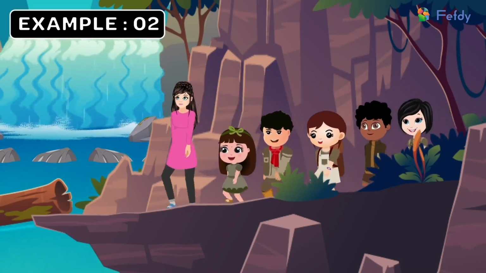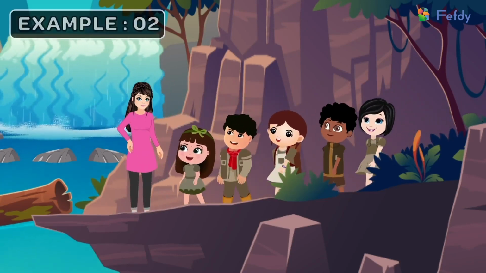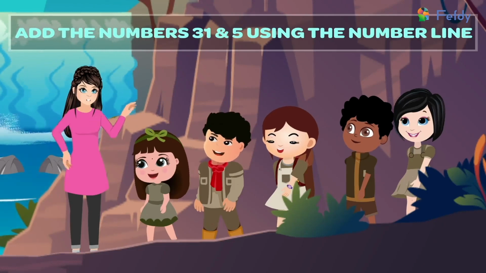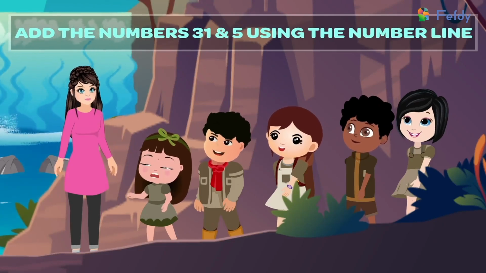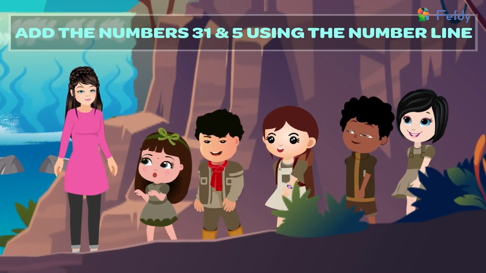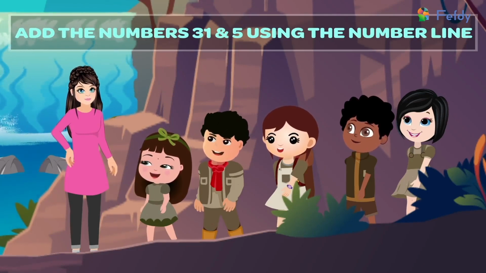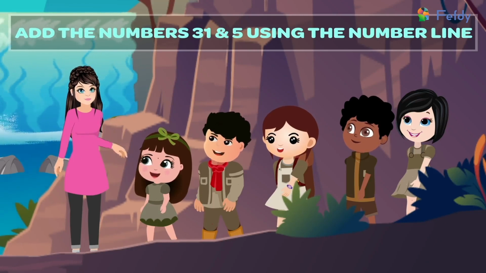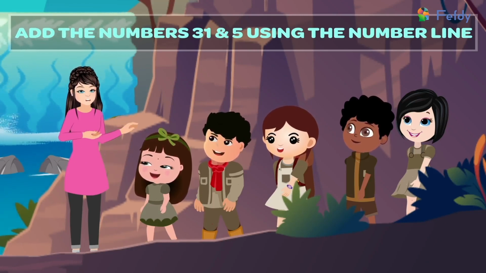Example 2. Can we add 31 and 5 using the number line? 31 plus 5? But Auntie, 31 is a 2-digit number. How do we add that on the number line? Excellent question, kiddo. We'll continue the same way but with 2-digit numbers written on the number line.